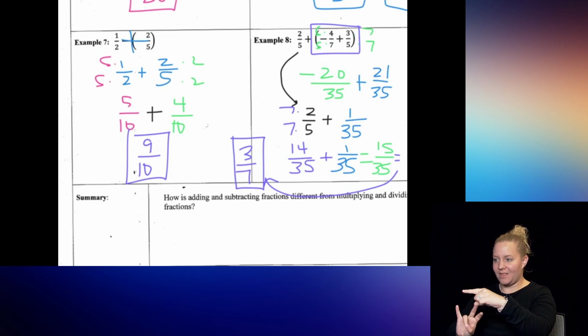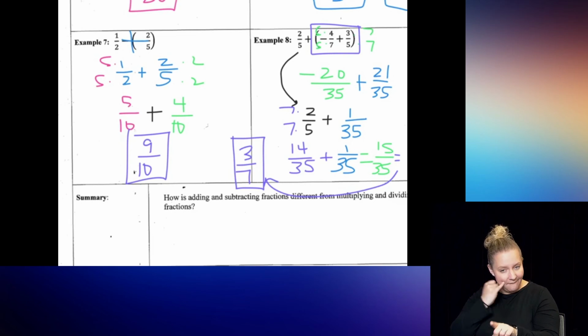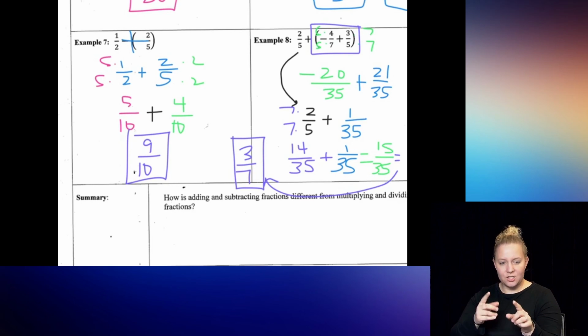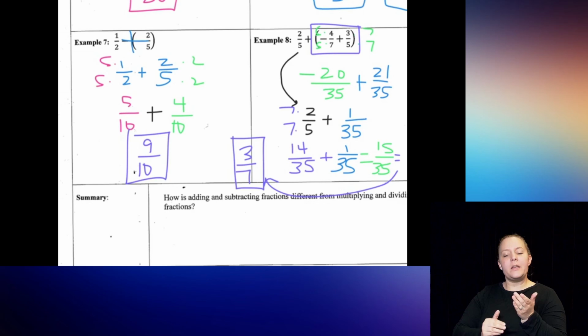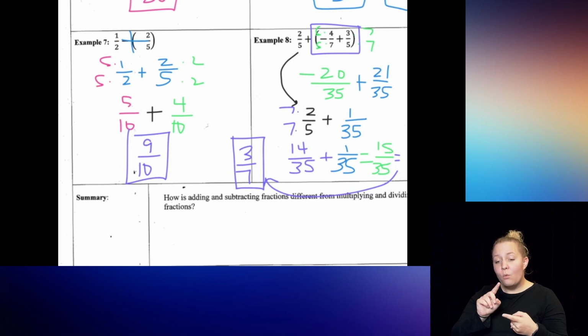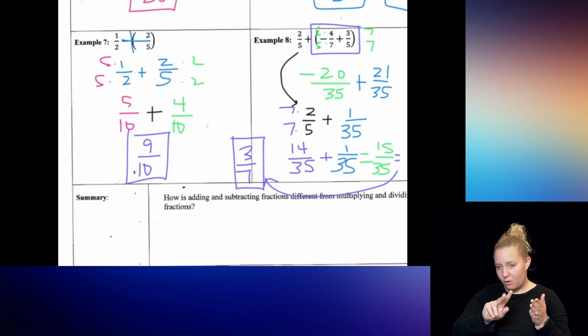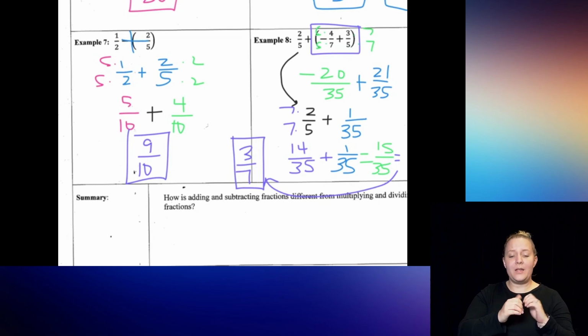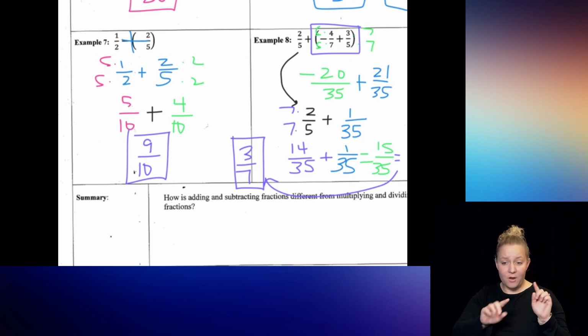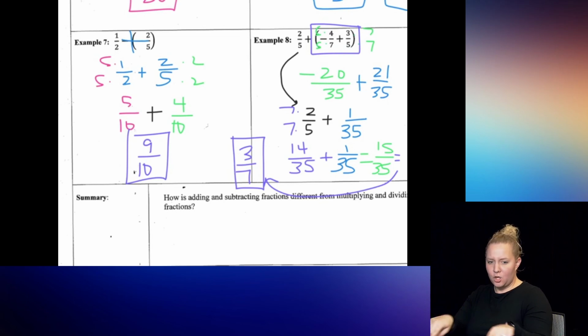All right, also, if you're listening right now, I want you to answer this summary portion, and your teacher will check your summary once they get around to checking your notes. So go ahead and answer: how is adding and subtracting fractions different from multiplying and dividing fractions, which they just took a quiz over? So go ahead and answer that question, and good luck on your problems.